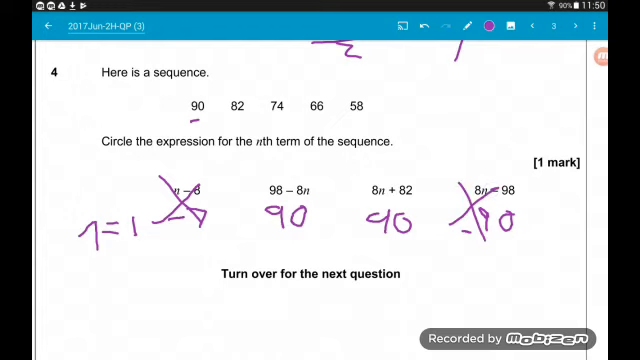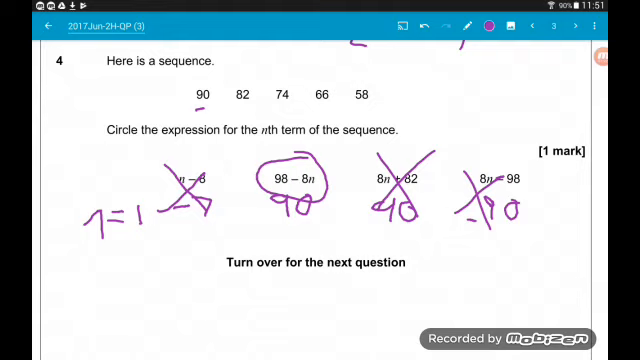So now we've got these two in the middle. We could substitute in, say, n equals 2 and see for which one we get 82. But if we look at our sequence, it's going down, so that means our n term is negative. So this one is our answer, and this one is not. So that's our answer. Now, it's also good practice to go over how to work out an nth term.